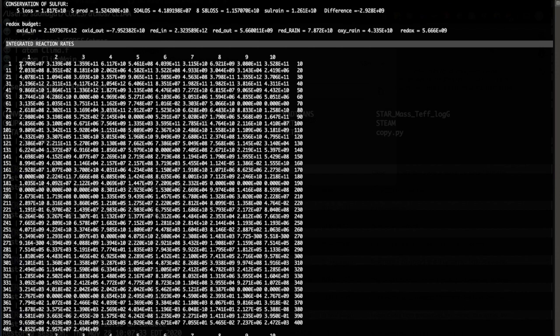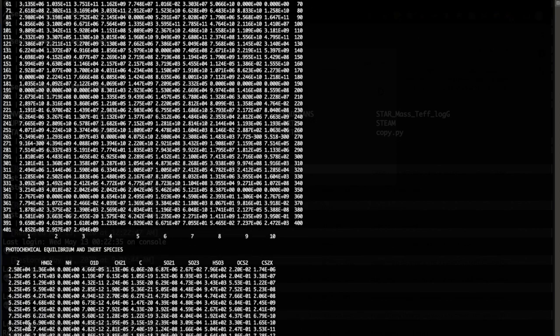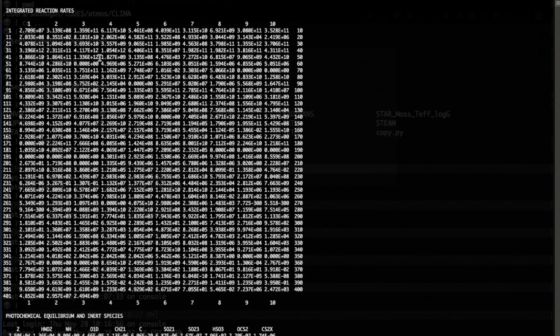And this is a weird format, but this is the first 10 reactions. This is then reaction number 11 through 20, 21 through 30, and so on. There's 403 reactions in this model, so this ends at reaction 403. I like this because what this shows is what the fastest reactions are. You can see this reaction's occurring.